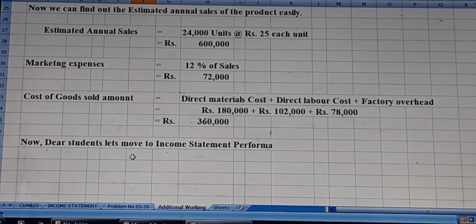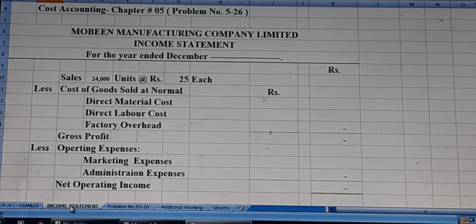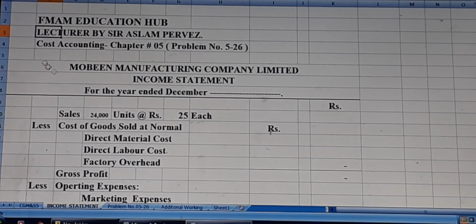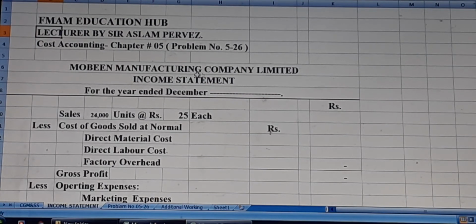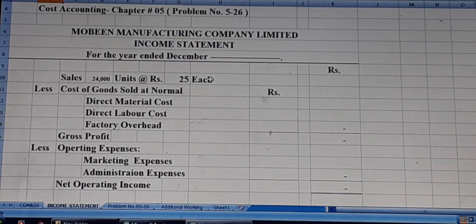Now dear students, let's move to the income statement pro forma, which is here. Now we have a proper pro forma of the income statement: Mobeen Manufacturing Company Limited income statement for the year ended December. This is the title of this problem. The company name is Mobeen Manufacturing Company Limited. Now the sales value is 24,000 units at the rate of rupees 25 each, multiplied by 25. This is 6 lakh rupees as the sales.